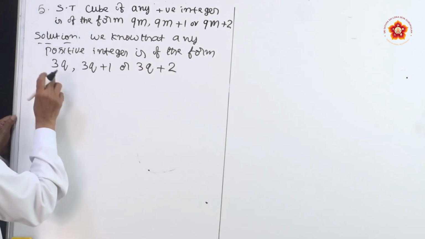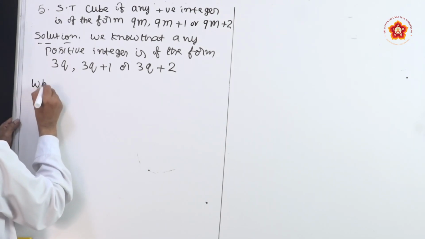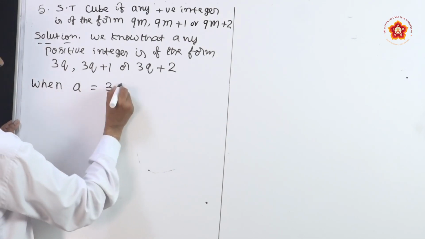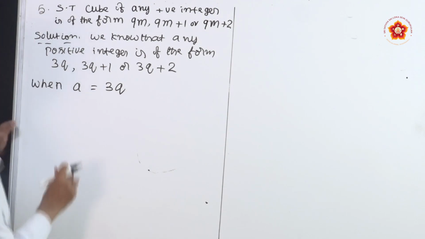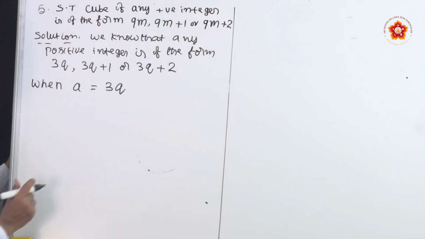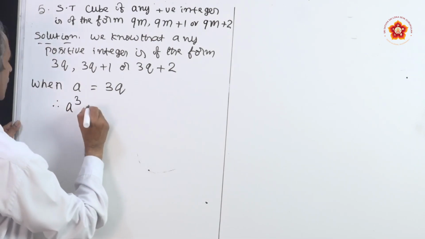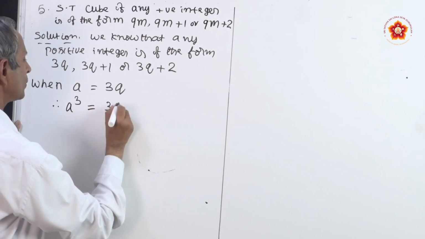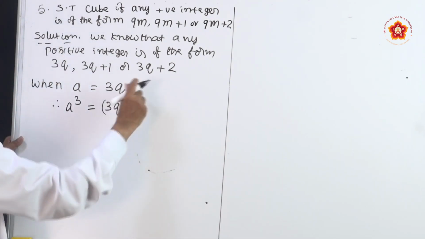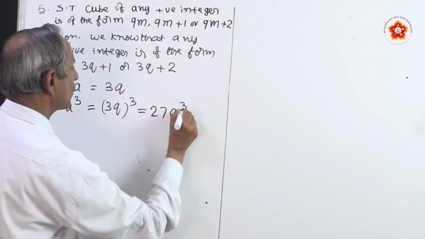Now let us take the first condition, when a is equal to 3q. Then we want to find the cube of the positive integer. Therefore, a cube equals 3q whole cube. Now if you cube it, 3 cube becomes 27. You can write it as 27q cube.